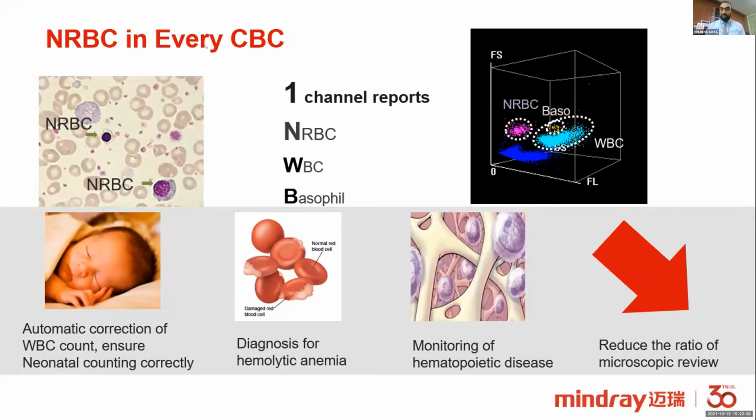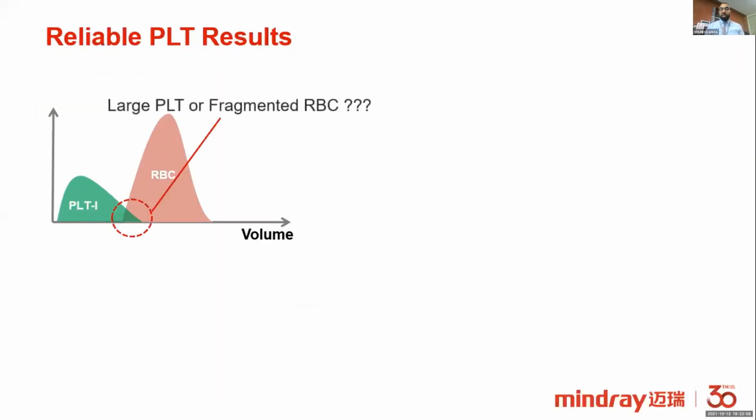By using this technology and counting NRBC in the CBC, we can reduce the ratio of microscopy review. So every sample with a high NRBC count we can report directly, without needing to validate by microscopy. So this is also very important.